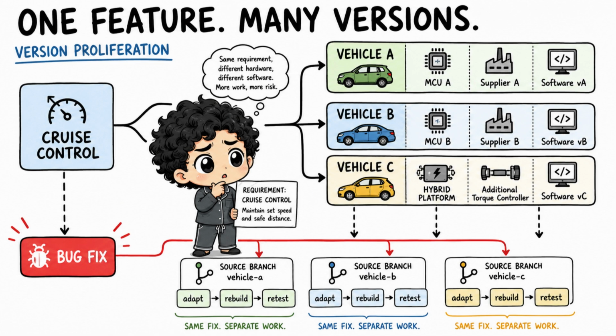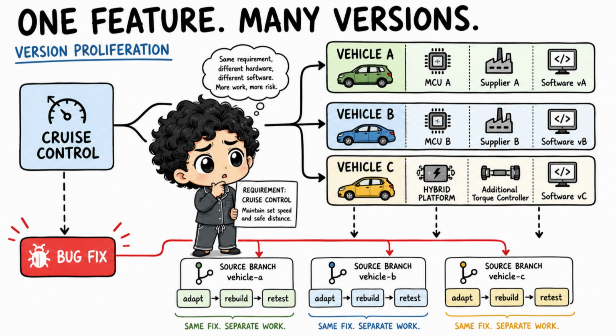But behind that simple behavior, the three vehicles may use different engine controllers, different microcontrollers, different communication configurations, and software supplied by different companies. If the cruise control software is tightly built around every one of those details, one vehicle function can quickly become three different software versions.